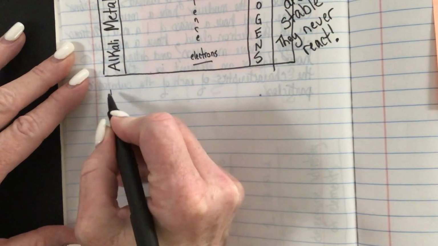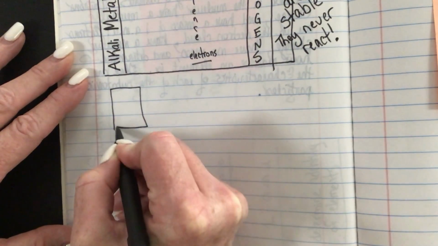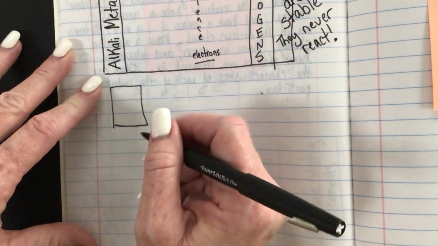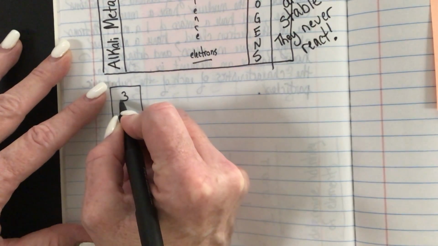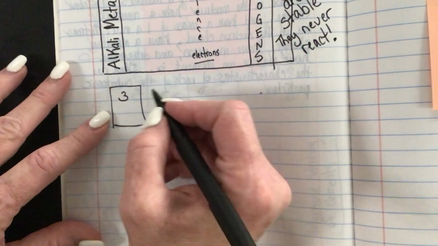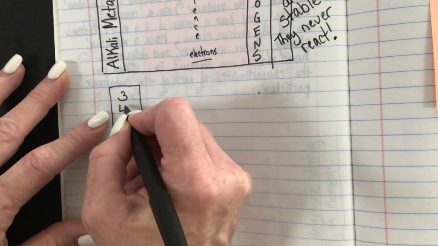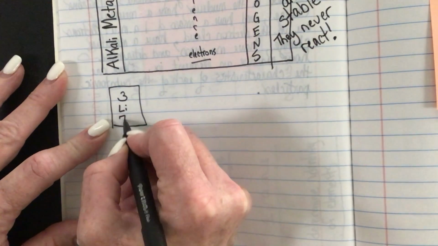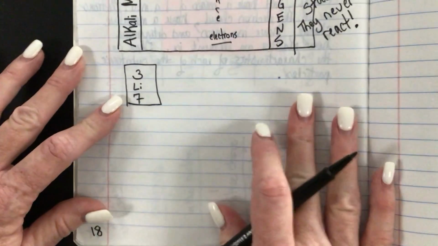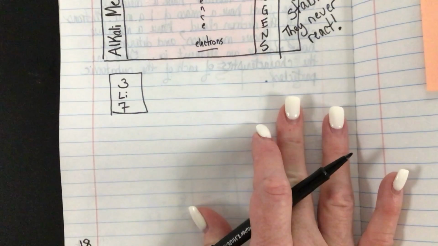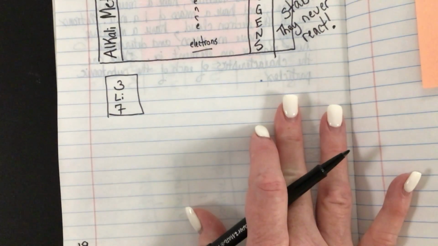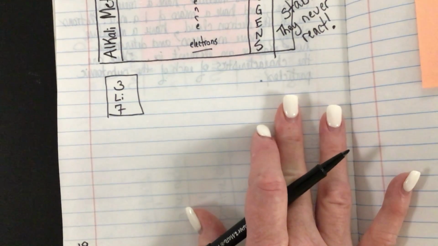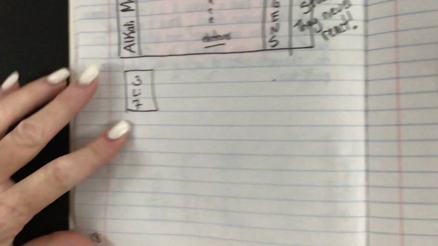Okay, let's draw the element box of lithium first. Atomic number is 3. Its symbol is Li, and its mass is 7. Show me thumbs up, over, or down if you think you could do the Bohr model right now. Okay, I see some of you already have thumbs up. You could do it.